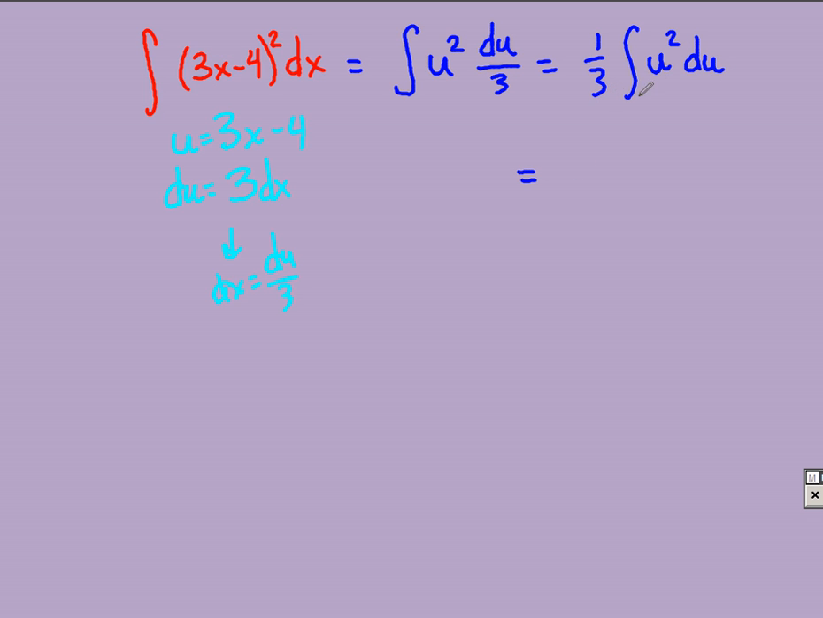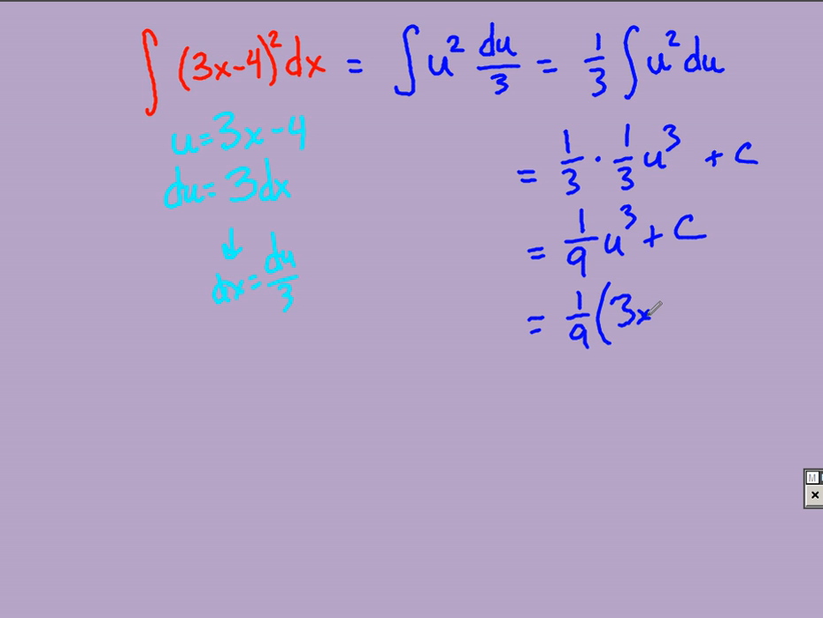Now I can evaluate this integral. It'll be 1/3 from the 1/3 here. The integral of u squared is 1/3 u cubed plus c. So that means simplifying will be 1/9 u cubed plus c, but I don't want u. I need it back in terms of x. So 1/9 of 3x minus 4, that quantity cubed, plus c.